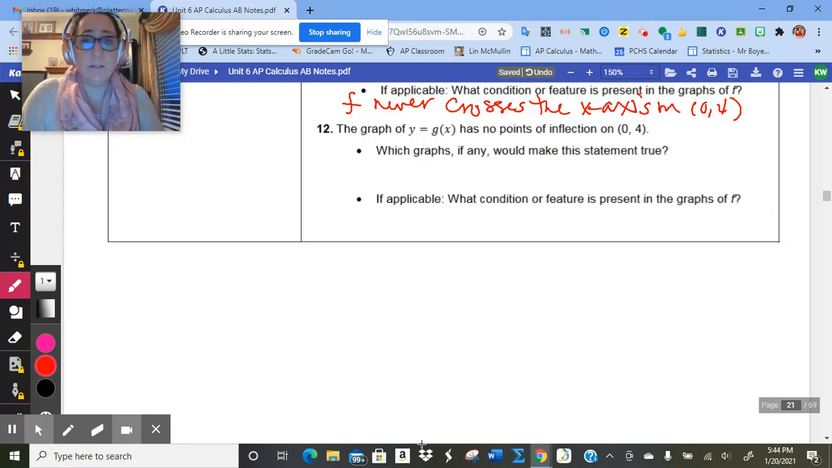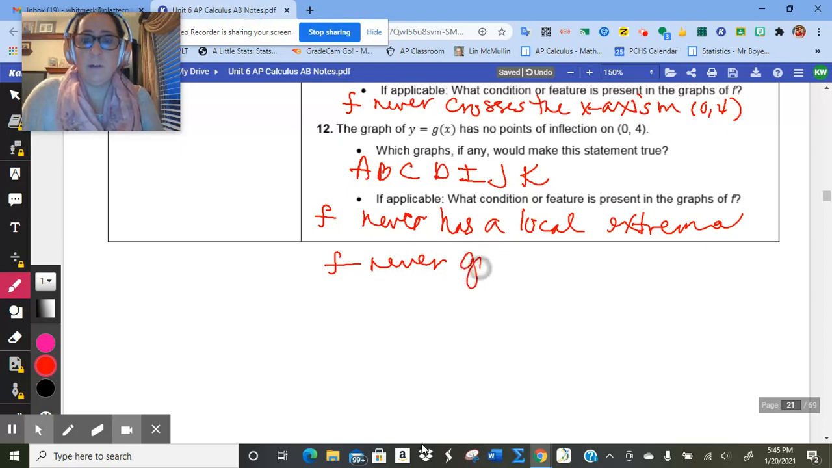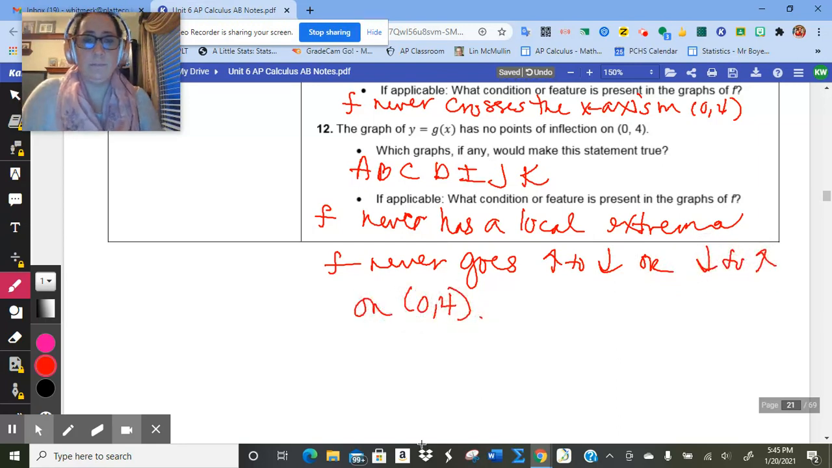And 12 has a ton as well. So A, B, C, D, I, J, K, because F never has a local extrema. Even better, F never goes negative to, or increasing to decreasing, or decreasing to increasing on that interval. I like that one better. Okay, hopefully you did good.